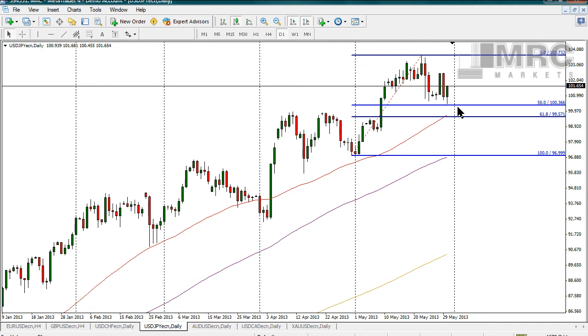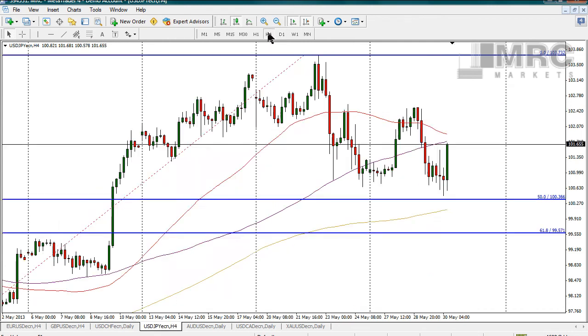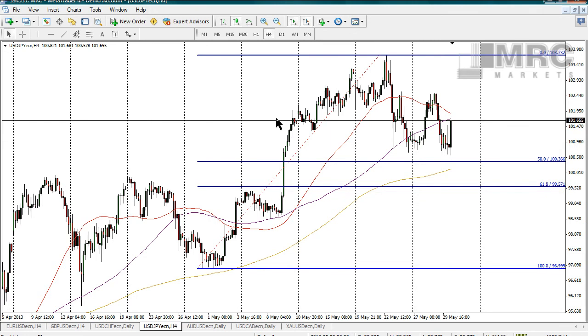So we're holding above this key 100 level, and that's the setup which is in play. A nice little reaction there, to be honest with you. It still is trying to rip up. On the 4-hour, nothing massively of interest really. It's just the same setup as the daily, so that's the key focus for me on this dollar yen chart.